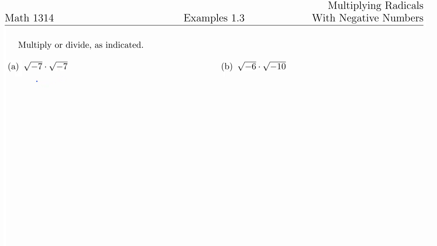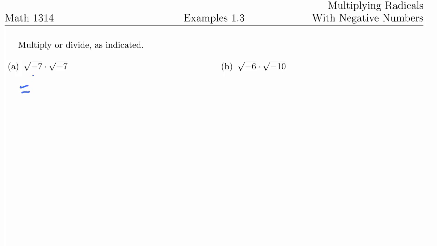A lot of people can be tempted to just make this the square root of negative 7 times negative 7, which is 49, and they get positive 7. The problem with that is that the radicals are effectively an exponent. Since they are an exponent, the order of operations means that you must evaluate the exponents before you go on.